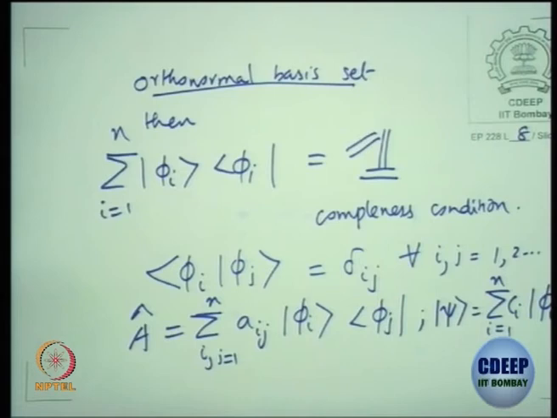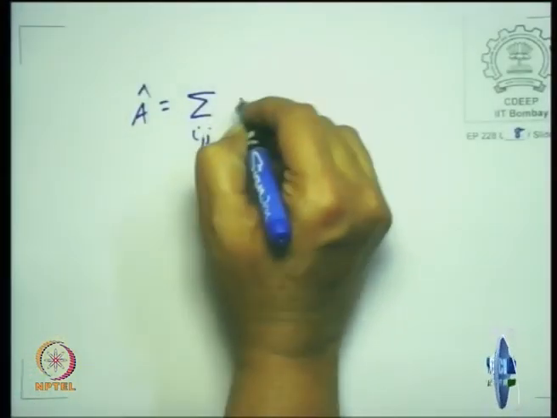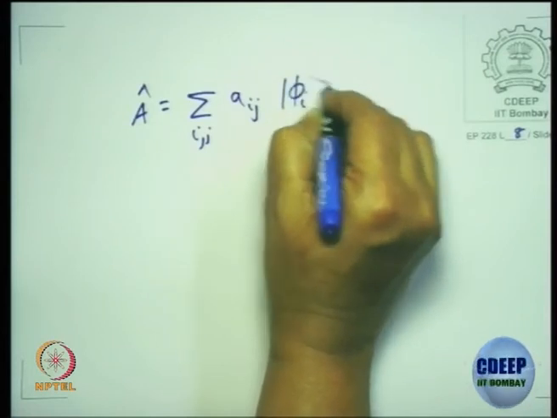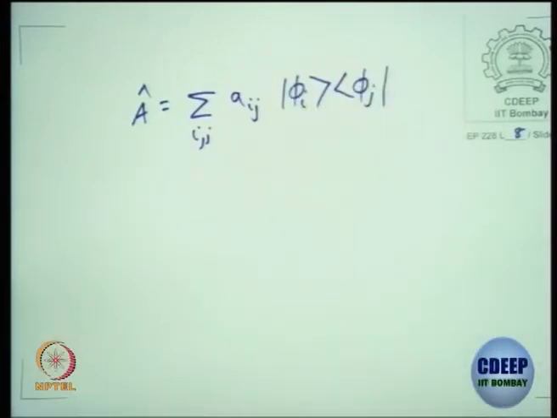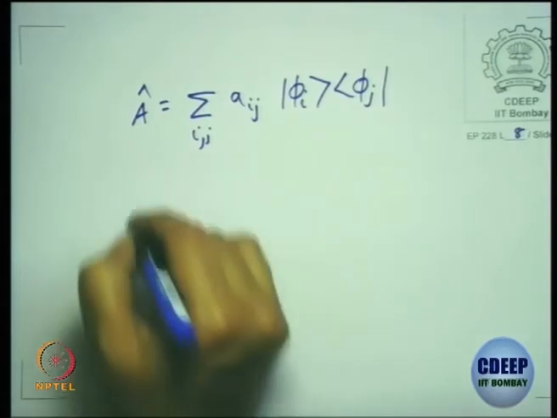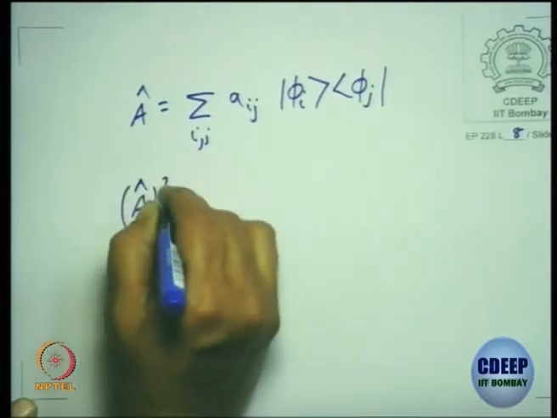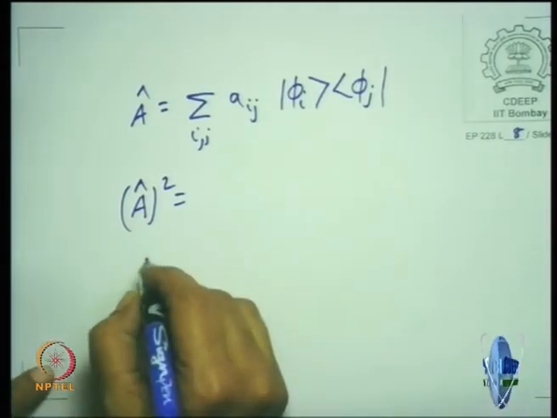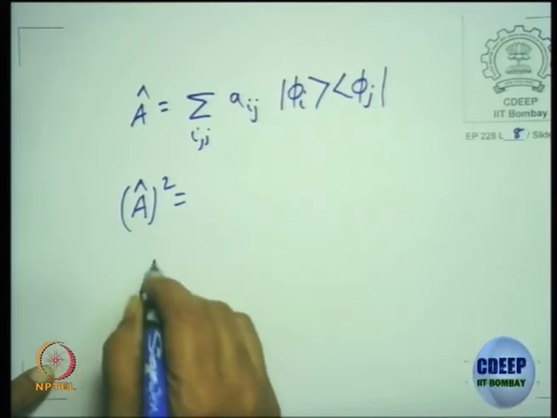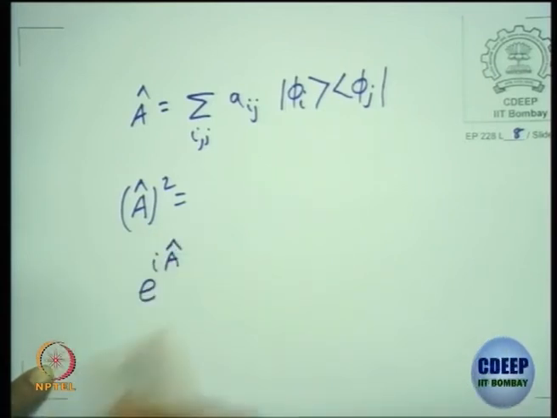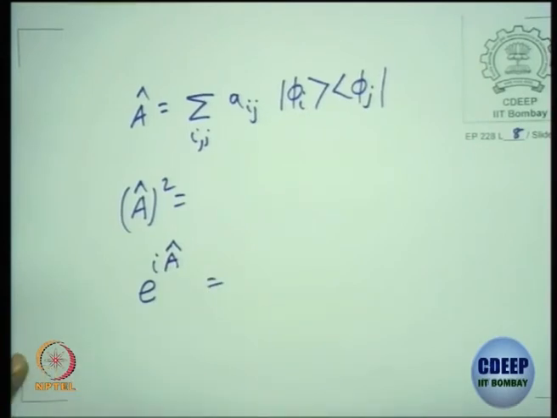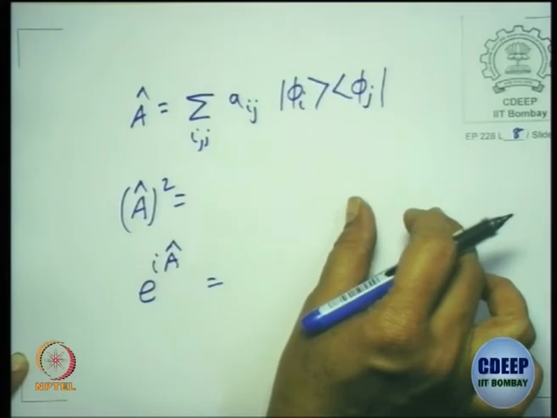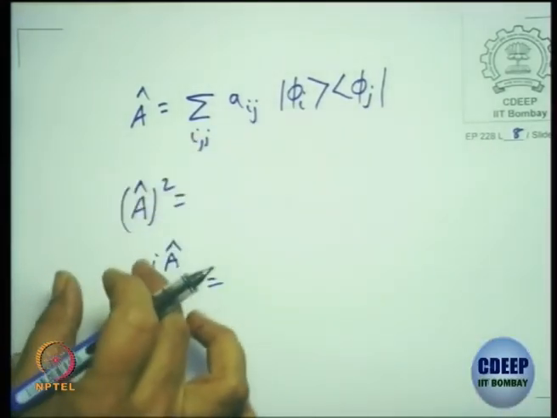What happens to functions of operators? Suppose I write an operator A as the summation over i, j of a_ij |phi i><phi j|. What happens to functions of operators? That's one question, and then you can extrapolate it to the exponential of an operator. What is it? A squared is repeating this. You can put two different indices and do this, right?